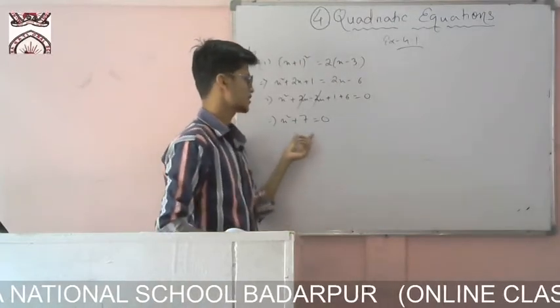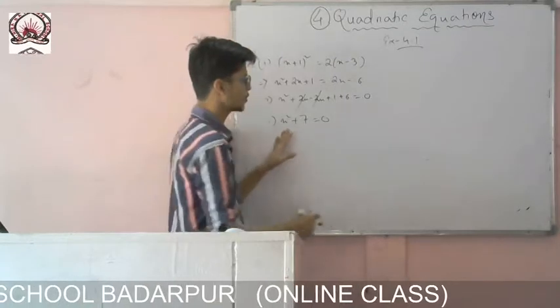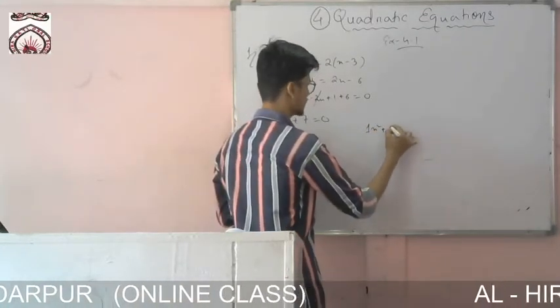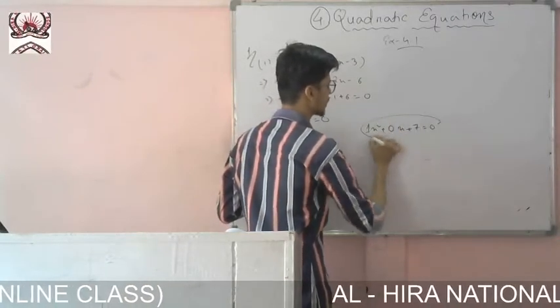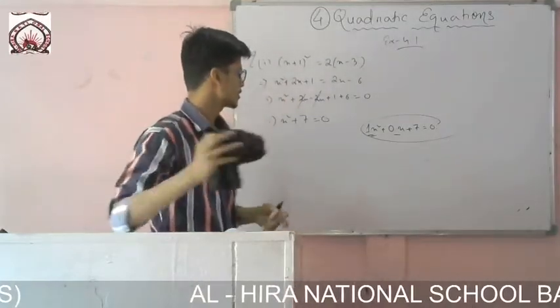So this equation is in the form ax square plus bx plus c equals to 0. If I go on writing, then it will be ax square plus bx plus c equals to 0.